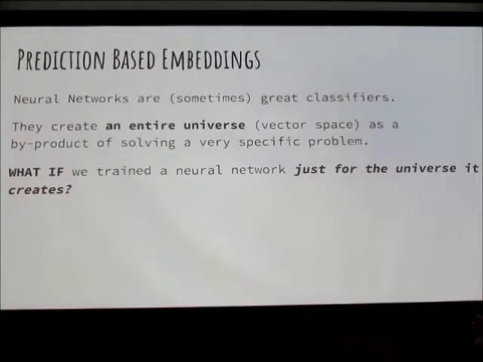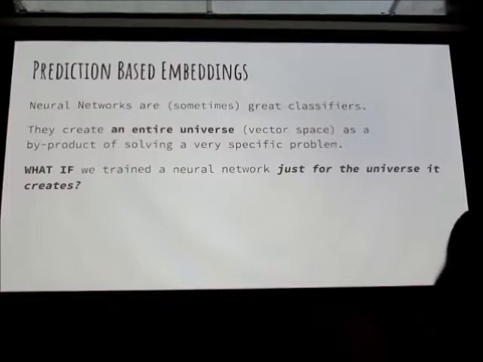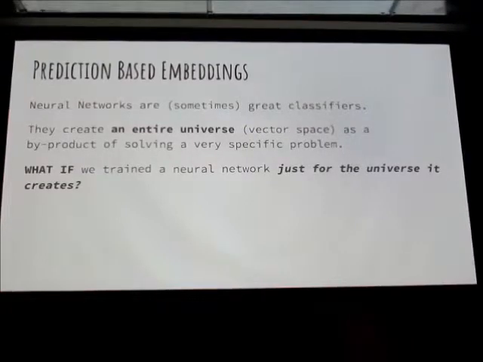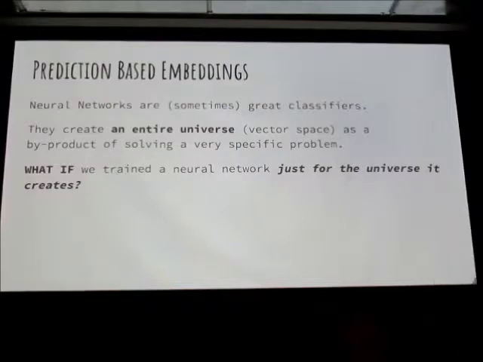Prediction-based embeddings are also sometimes called neural embeddings. And the reason for that is that they were inspired by neural networks. So neural networks are great classifiers. Well, sometimes they're great classifiers. But at the same time, they're this huge black box solution that the smartest researchers in the world have trouble figuring out. So interpretability with neural networks is a serious issue. And somehow it works, and we just kind of accept the fact that they work.